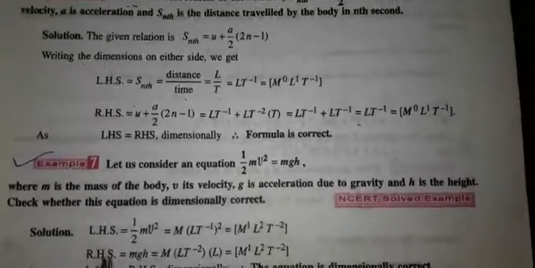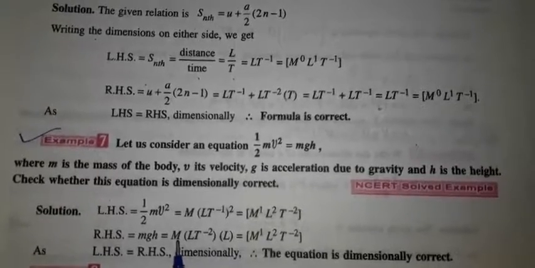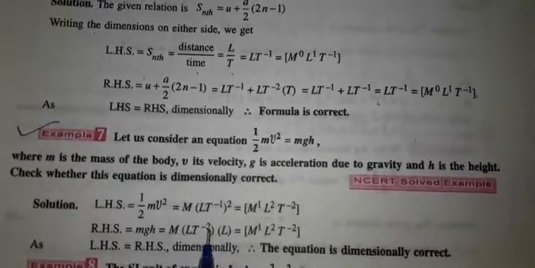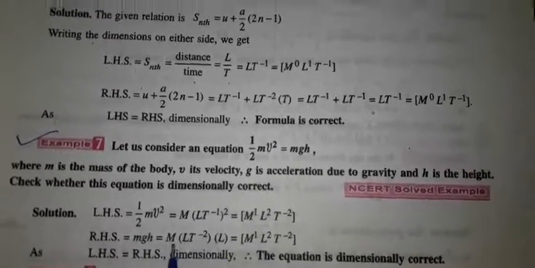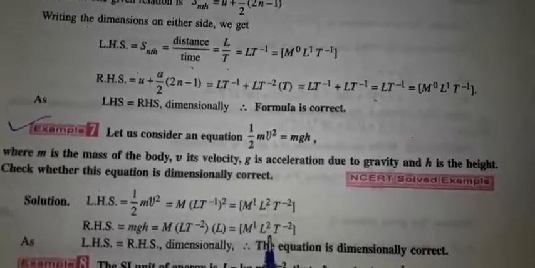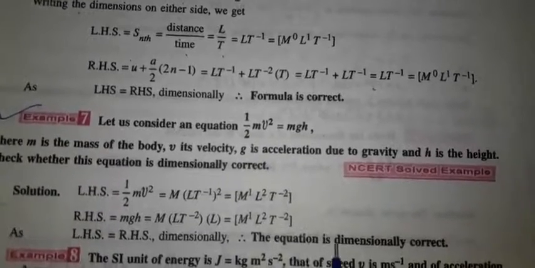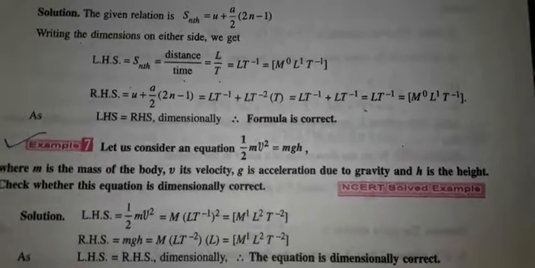Now on the RHS side, mgh, so I write the dimension formula of mass. g is the acceleration due to gravity, so L T minus 2. And what is h? h is the height, so I write L. So if I solve this, then M1 L2 T minus 2. So LHS equal to RHS, and the given equation is dimensionally correct, because LHS equal to RHS.